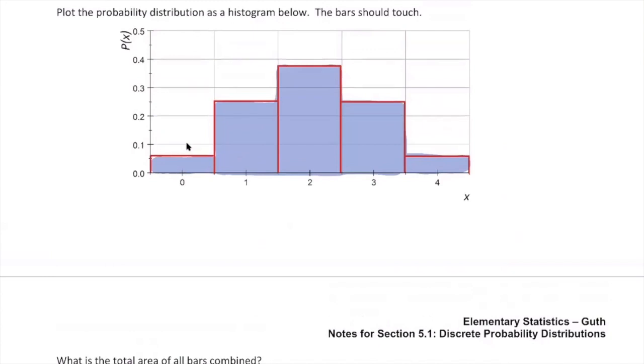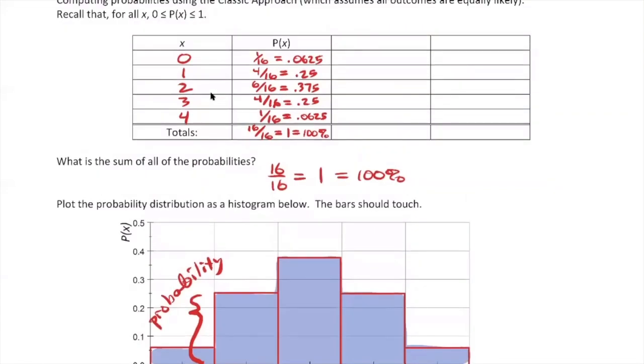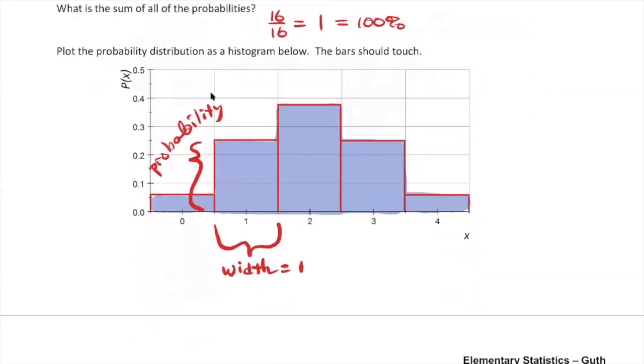If you look at all these bars, they have a base, and I'm going to erase these notes, but the width of each bar is 1. And the height of the bar is the probability. So when you do the base times the height, that's just 1 times the probability. So the area of the bar is the probability of the corresponding event. For 1 head, the probability is, what do we say up here? For 1 head, it's 0.25, but that's also the area of the bar. The area here is 0.25. The area is the probability.